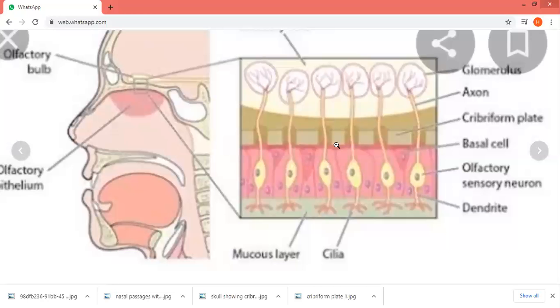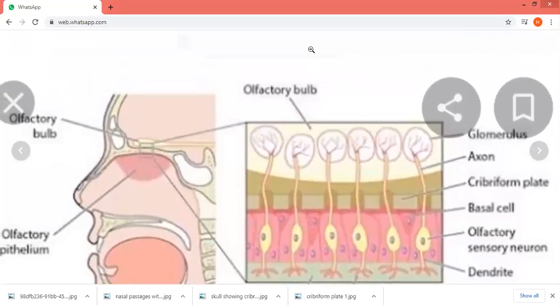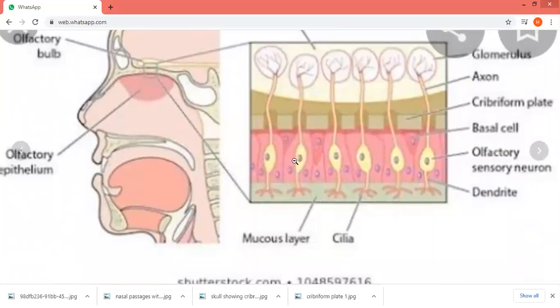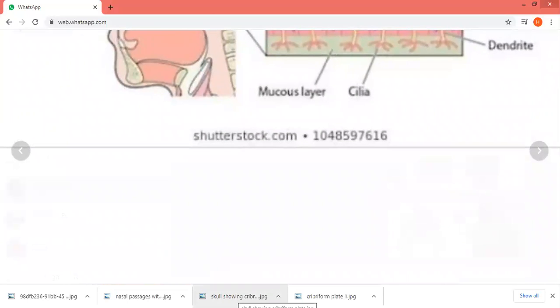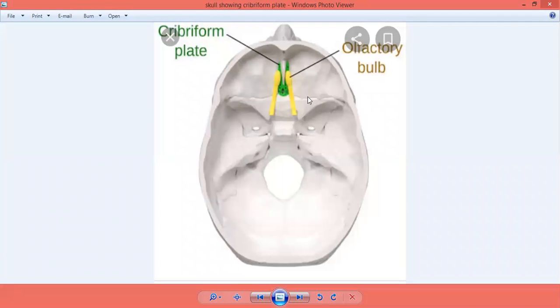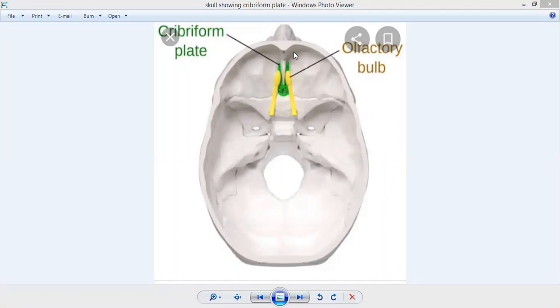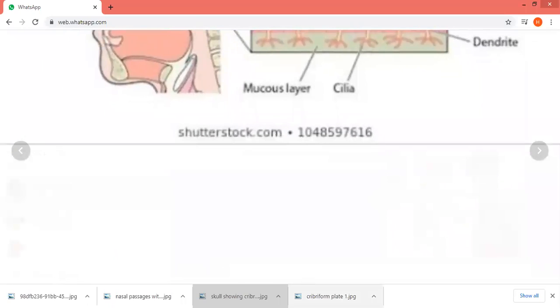So in this topic we will study how the cribriform plate is present in the nasal cavity. Let me share it with you. As you can see in this skeleton, we have the olfactory bulb and we have the cribriform plate. I will also share this diagram in your WhatsApp group.